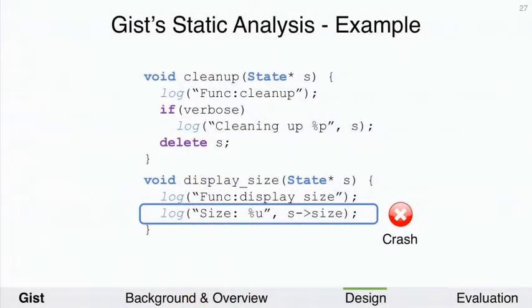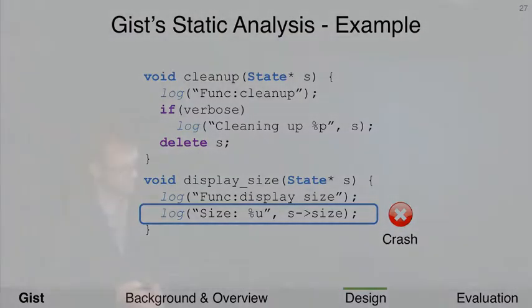Now, it turns out that certain users observe this program to crash when the display size function actually prints the size field of the state object S, and I'll explain to you step by step how gist will help us determine the root cause of this failure.